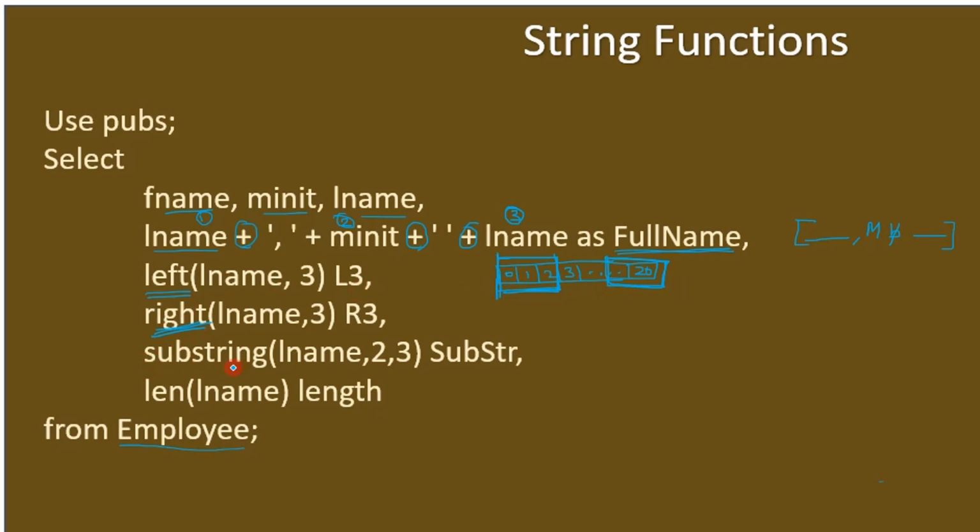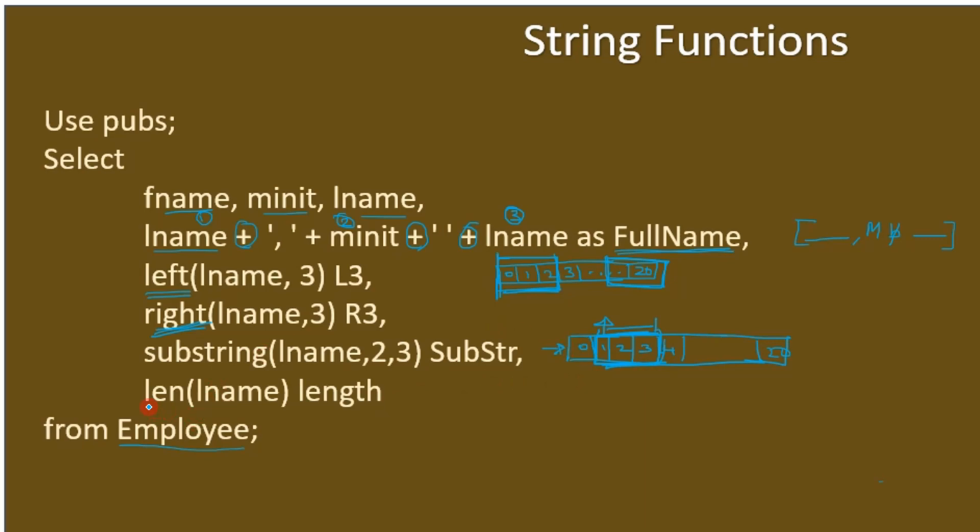Or you can also use a substring. Let's say this is the L name. We are stating to take the string from the second position and length 3. So we are asking to cut down the string. This is what is called a substring. When we go to the demo, we can see it more clearly.